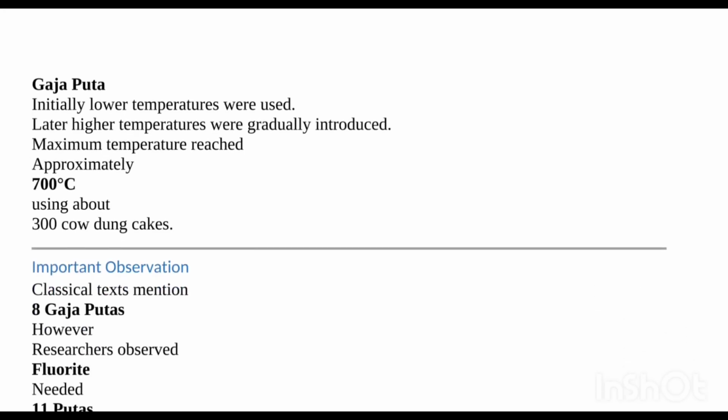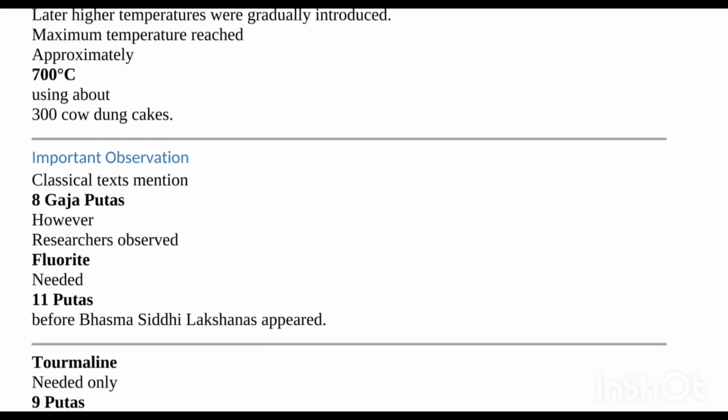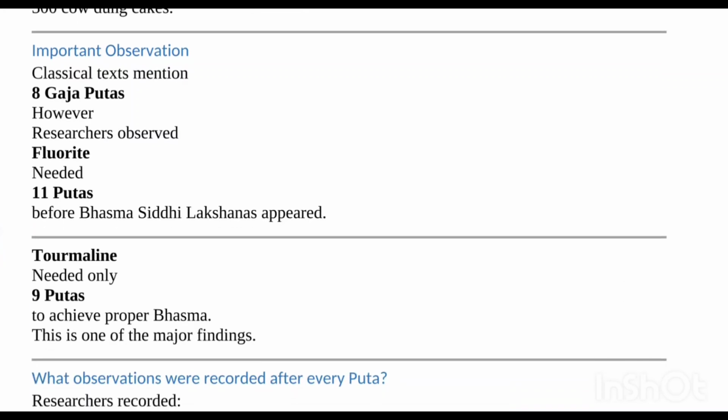Initially, lower temperatures were used. Later, higher temperatures were gradually introduced. Maximum temperature reached approximately 700 degrees Celsius using about 300 cow dung cakes. An important observation here is that the classical text mentions 8 Gajaputa.